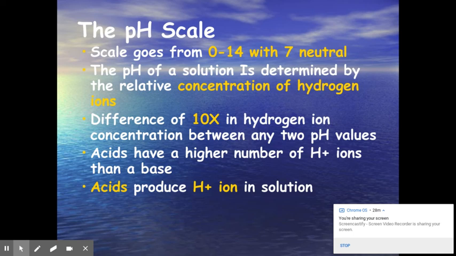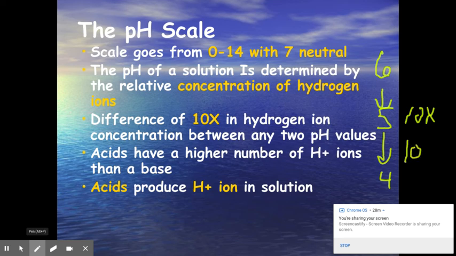And what that means is, as you see here in that third bullet point, it says a difference of 10 times the concentrations. So if I started at a pH of 6 and I go down to a 5, that 5 is 10 times more acidic than the 6. And if it goes down to a 4, it would be 10 times 10, so 100 times more acidic. 4 is 100 times more acidic than 6. Okay, so that's what we would call logarithmic.